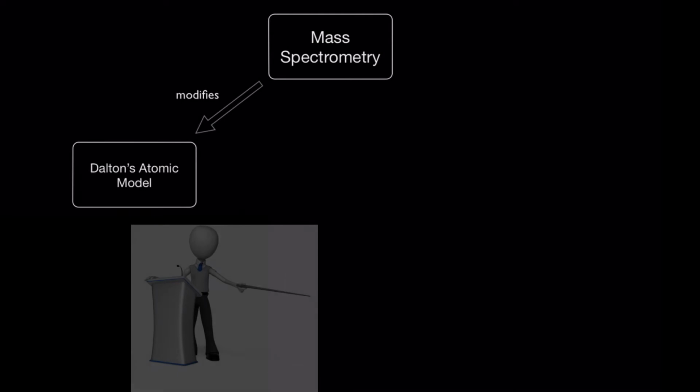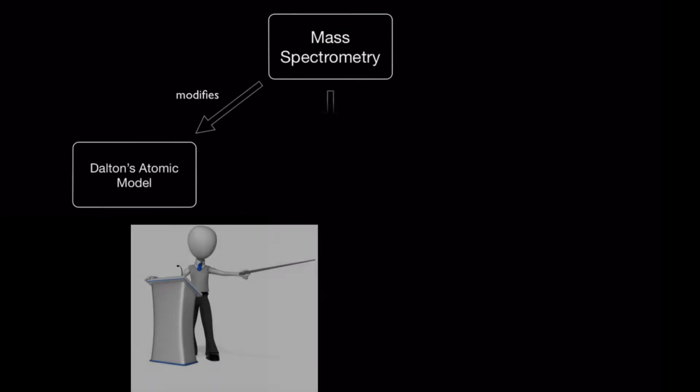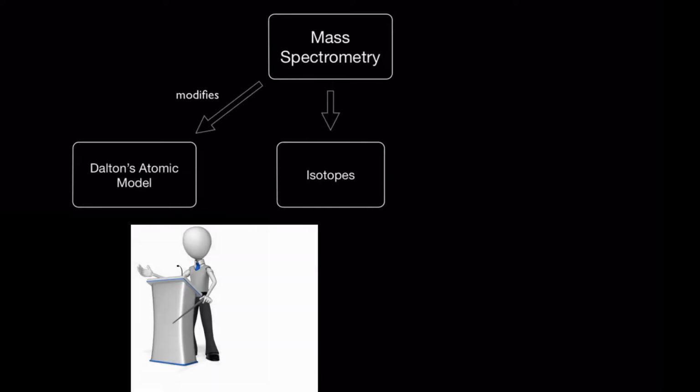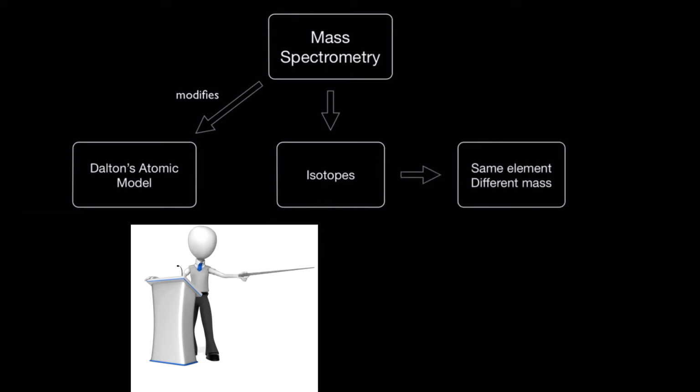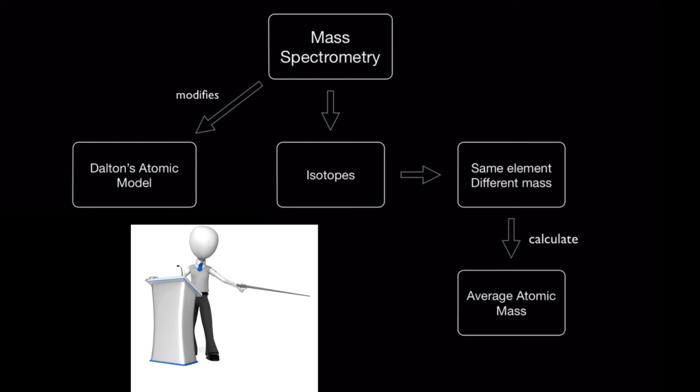Spectrometry is a way that we can modify Dalton's atomic theory, and we did that through the identification of isotopes, and that's around the early part of the 1900s. Isotopes, remember, are going to be the same element, but they're going to have a different mass, and that's based on the number of neutrons that they have. And what we can do from that is we can eventually calculate the average atomic mass, and that's going to be on the periodic table. It's sometimes referred to as the atomic weight.